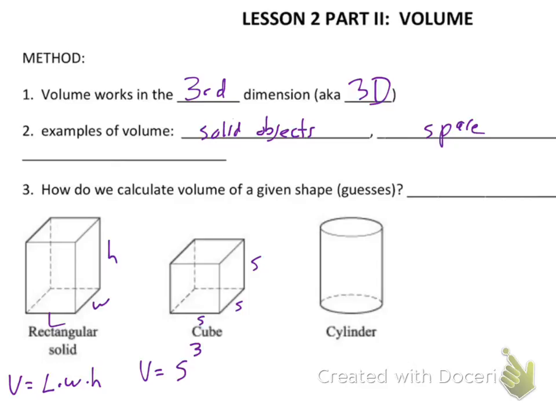Ooh, a cylinder, or a circular prism. What's the volume of this thing? Height times base. Yes. Or, what's the base? Pi r squared. Pi r squared, h.